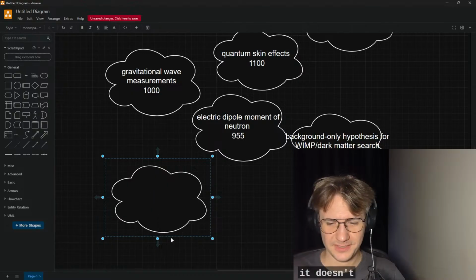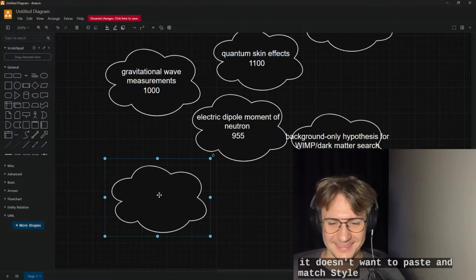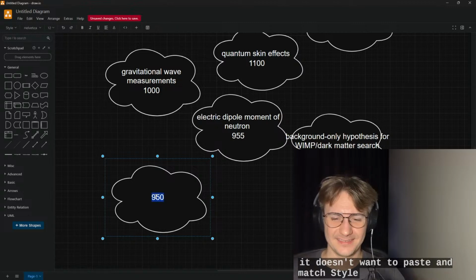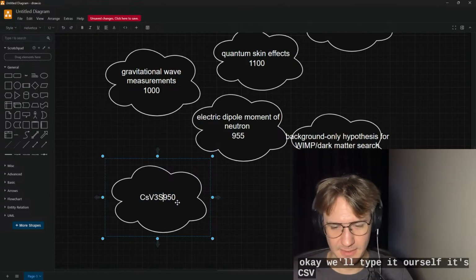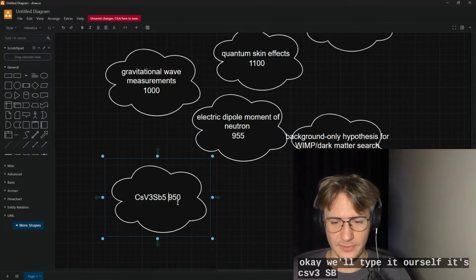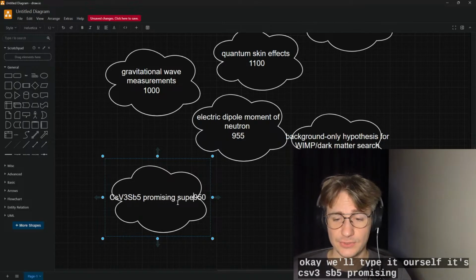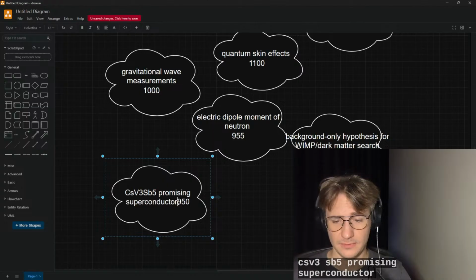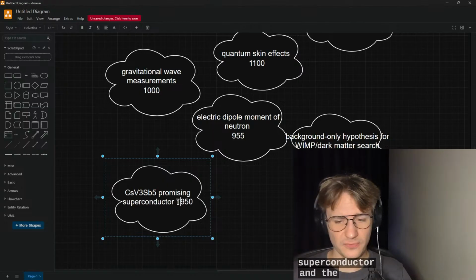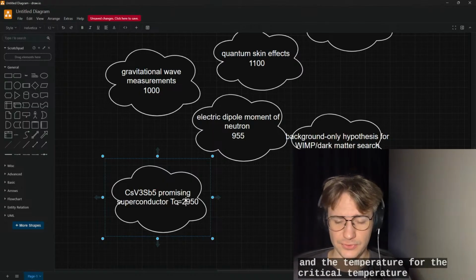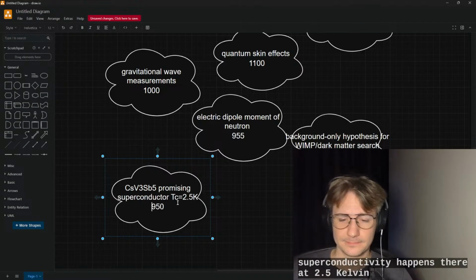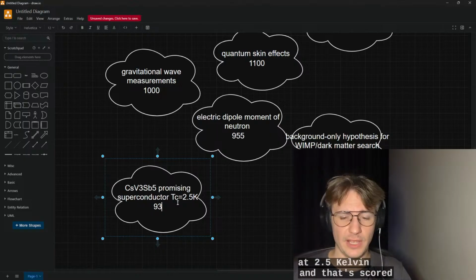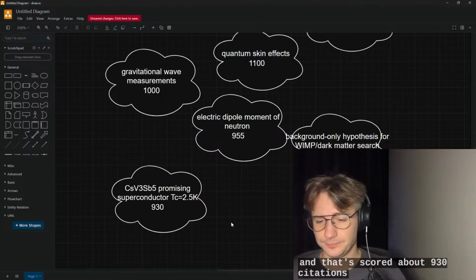It doesn't want to paste and match style. Okay, we'll type it ourselves. It's CsV3Sb5. Promising superconductor. And the critical temperature of superconductivity happens there at 2.5 Kelvin. And that scored about 930 citations.